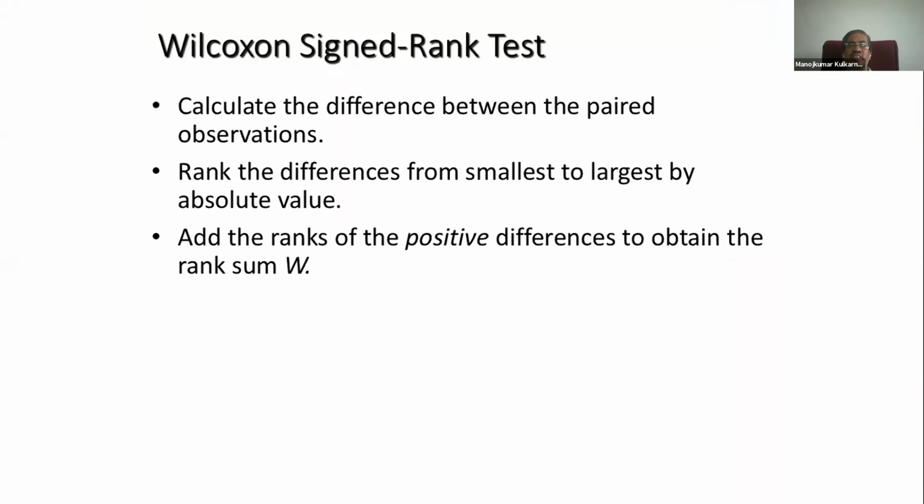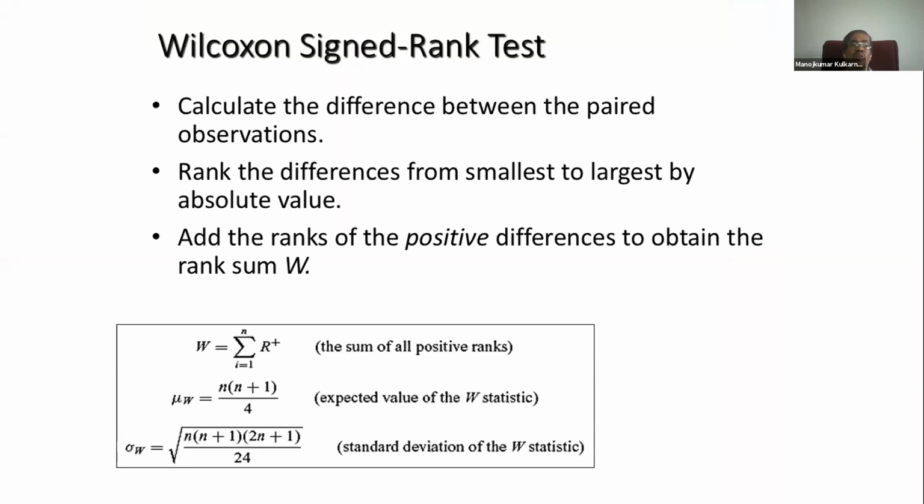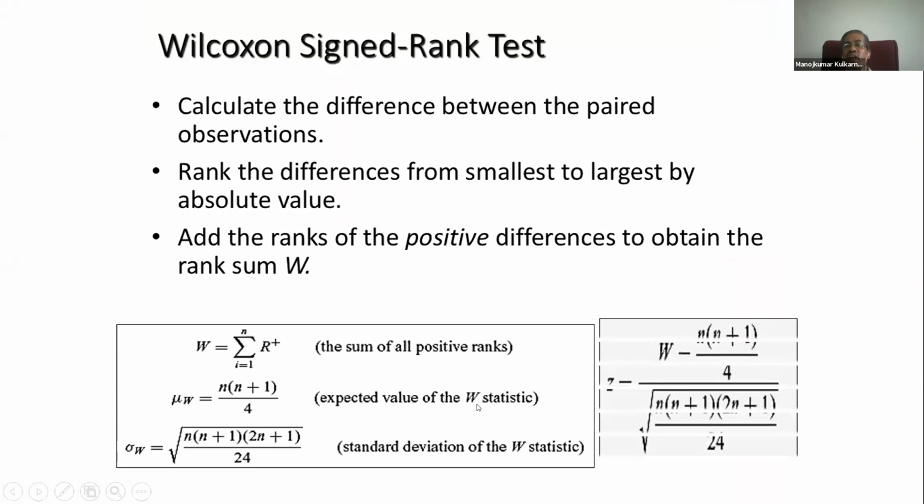So how to carry out this one? We use the Wilcoxon signed rank test W, and the square root of sigma of W. And we calculate the Z value based on the differences, assigning ranks to these differences. Then we compute the sum of these ranks, all positive ranks or negative ranks.